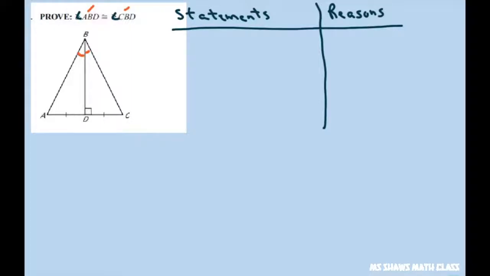Given I have these marked, I know that AD is congruent to CD. So this is 1. And I also know that BD, this line right here, is perpendicular to line AC. And that's all marked because of this line. It means it's perpendicular. So that is given based off the figure. Now what I want to do is prove the angles.